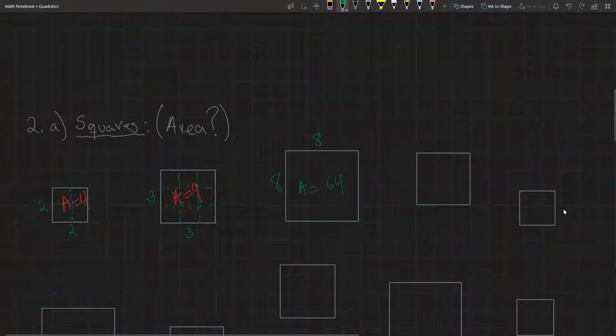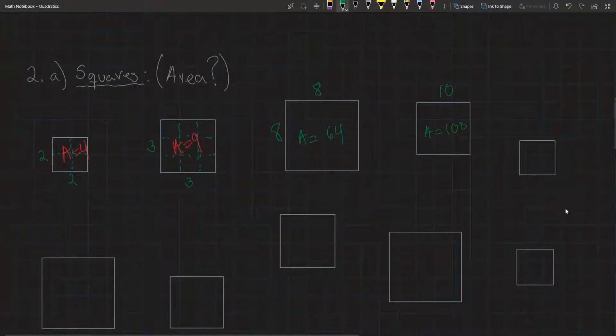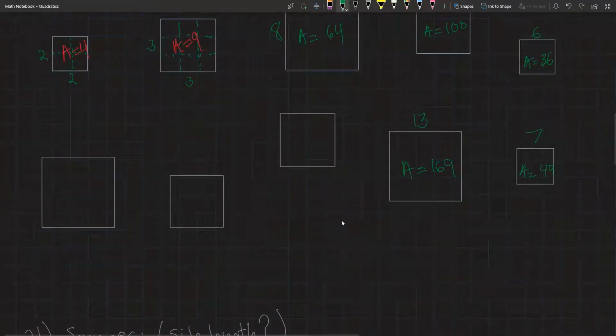If the side length is 10, what is the area? The area is 100. The next one, if the side length is 6, what is the area? The area is 36. And if the side length is 7, what is the area? Area is 49. If the side length is 13, what's the area? The area is 169. And how did we get that? Let's start thinking about that.